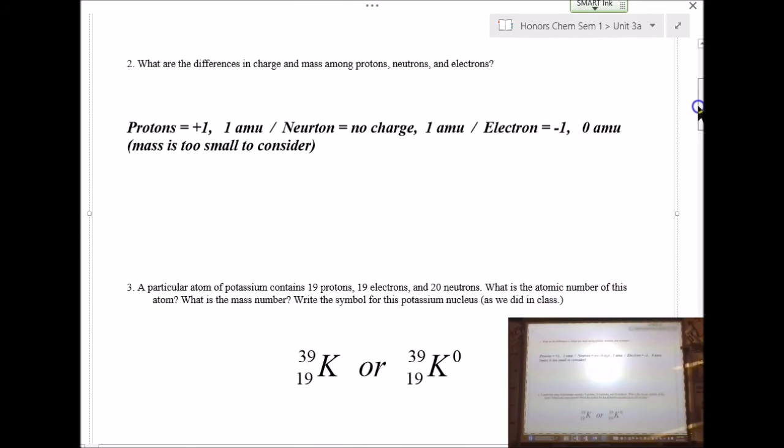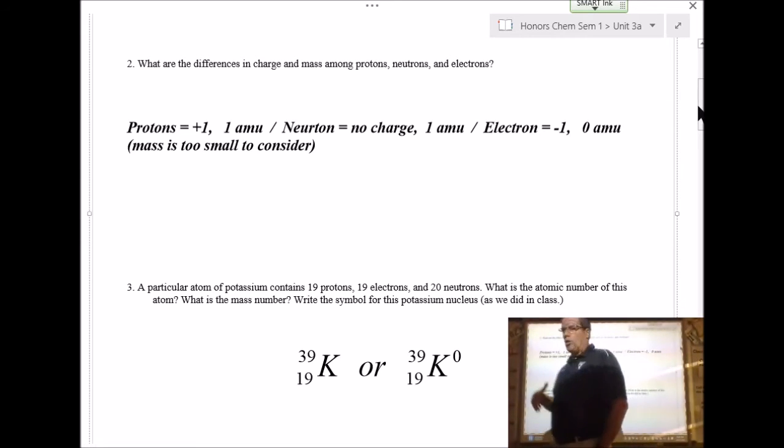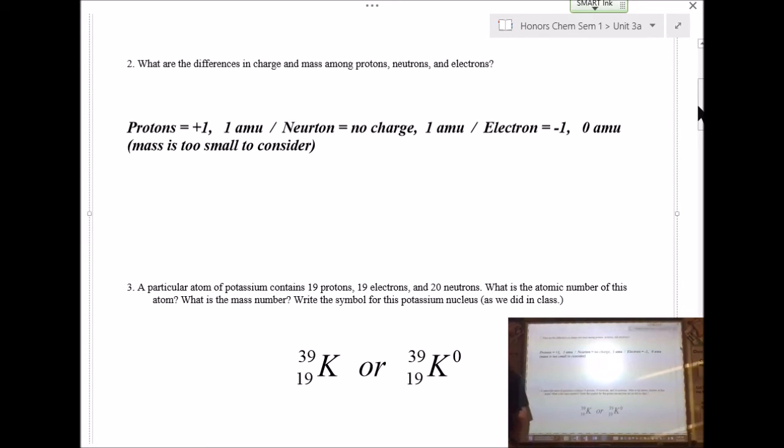All right, number 2, what are the differences in charges among protons, neutrons, and electrons? So again, make sure you know those subatomic particles, where they're located, and what their charges are. So obviously, protons are positive, neutrons are neutral, electrons are negative. Now, make sure that we also know the relative differences in their masses as well, so that a proton and a neutron are pretty equivalent, and it's called an AMU, an atomic mass unit, which is equivalent to the mass of a proton or a neutron.